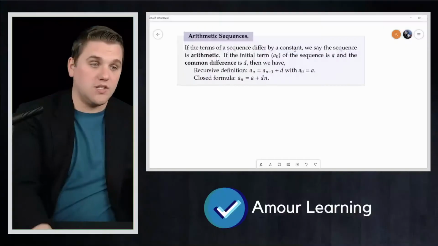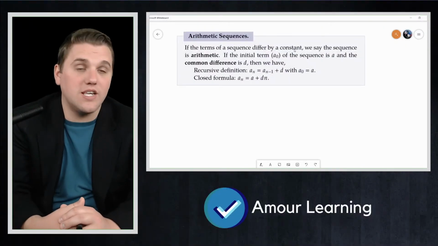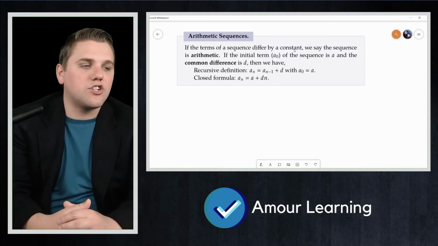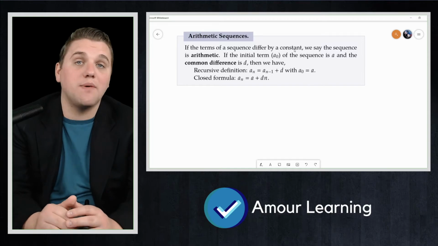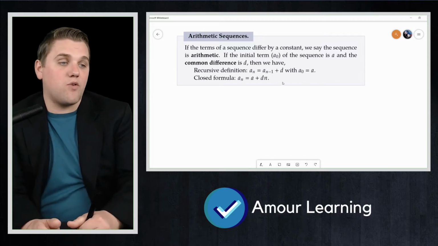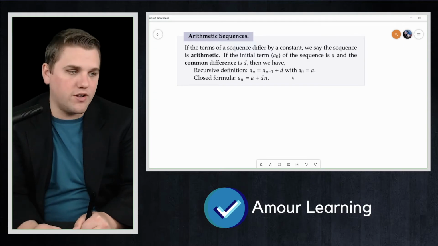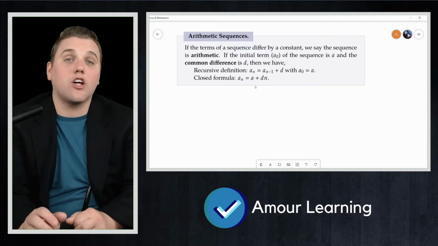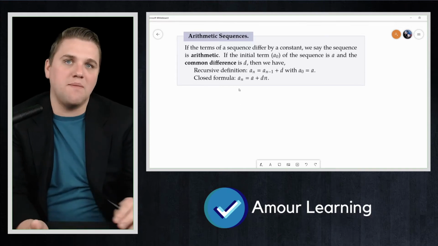Let's first define arithmetic sequences. If the terms of a sequence differ by a constant, we say the sequence is arithmetic. If the initial term a0 of the sequence is a and the common difference is d, then we have the recursive definition as an equals an minus 1 plus your common difference, with a naught equal to a, and the closed formula would be an equals a plus d times n.